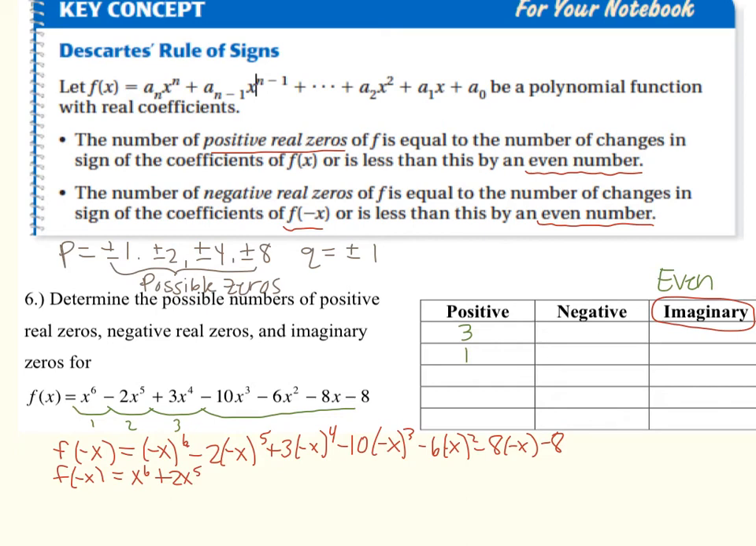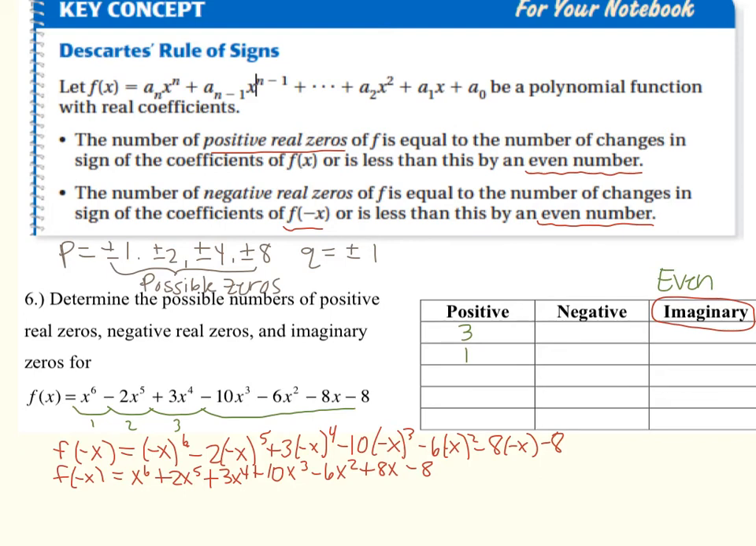For the next term, negative x to the 4th would come out positive, because 4 negatives would cancel and give you a positive. Times the positive 3 gives us 3x to the 4th. Negative x to the 3rd power would come out negative, times the negative 10 gives us positive 10x cubed. Negative x squared would be positive, times the negative 6 gives us negative 6x squared. Negative 8 times negative x is positive 8x. And the constant is unaffected because it's not multiplied by an x.